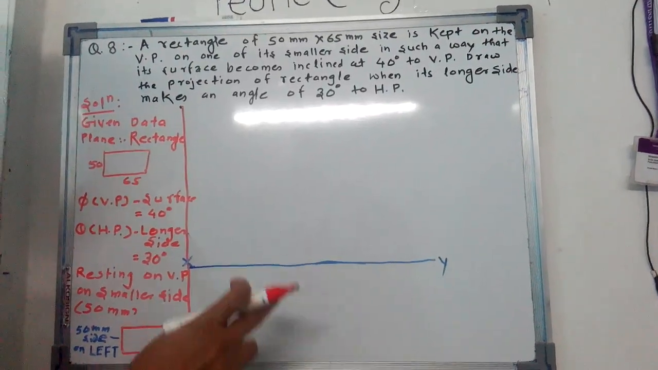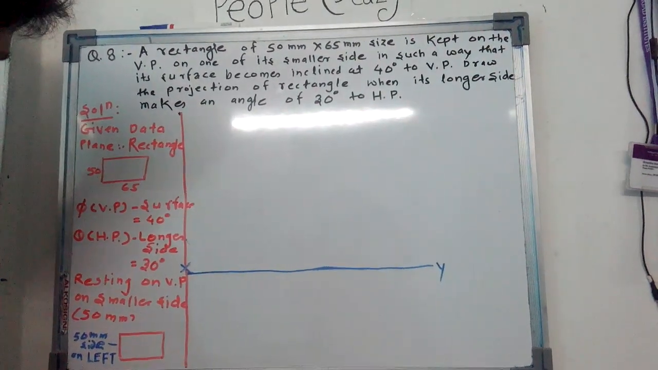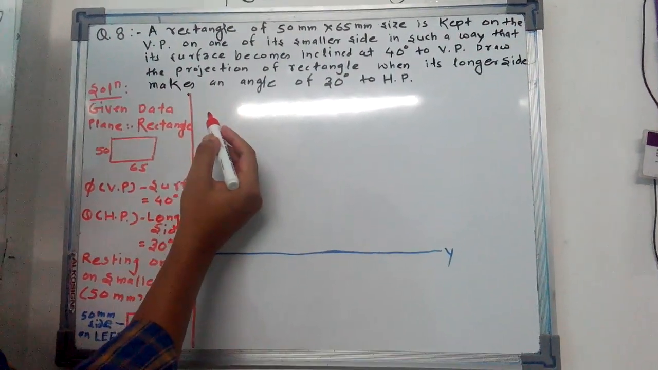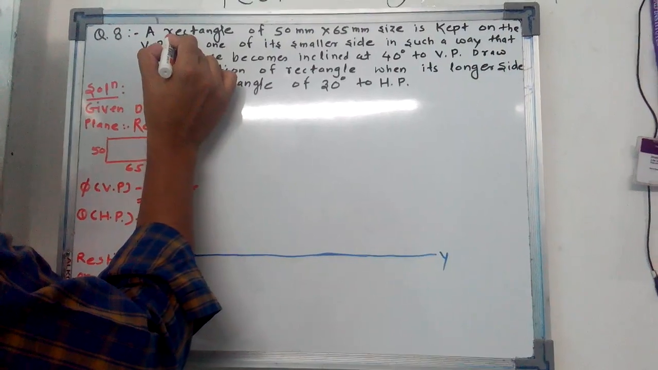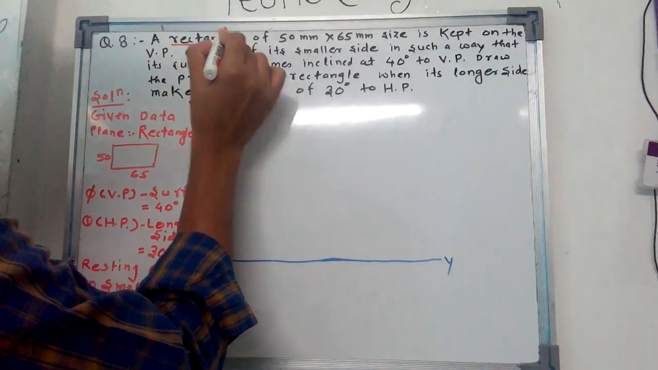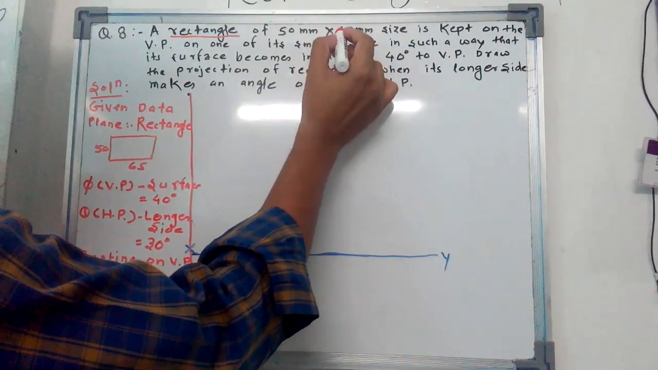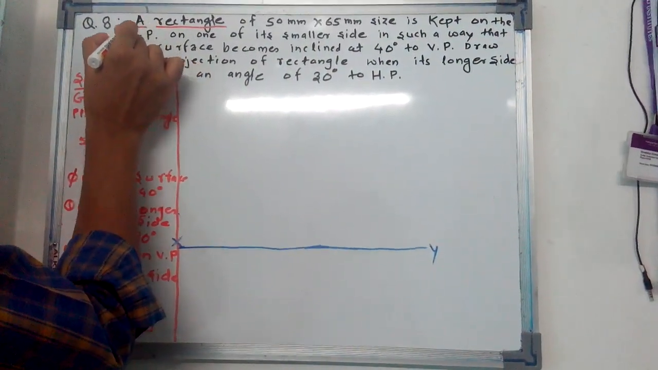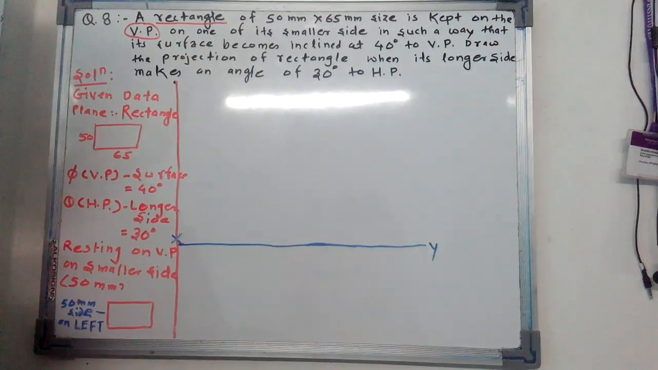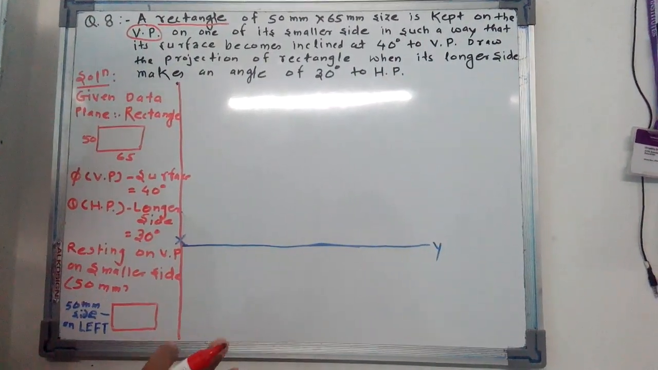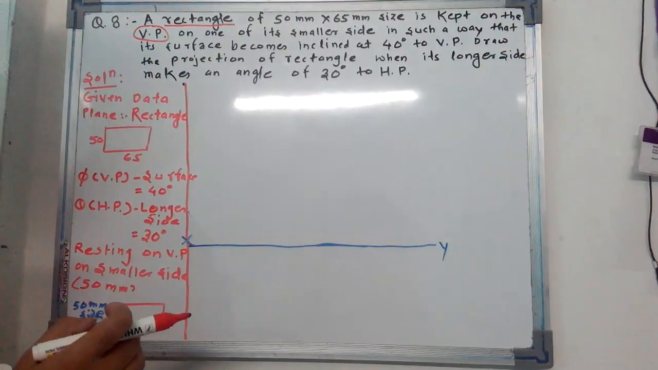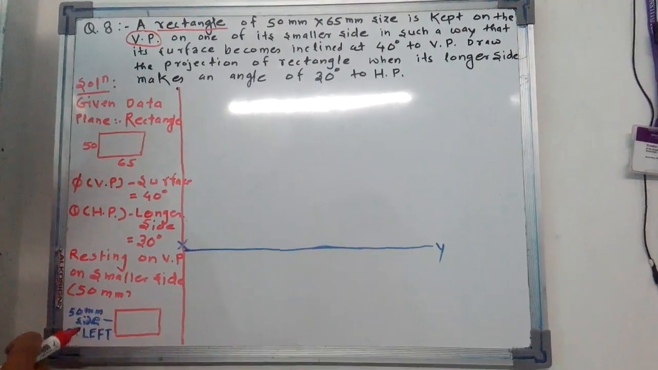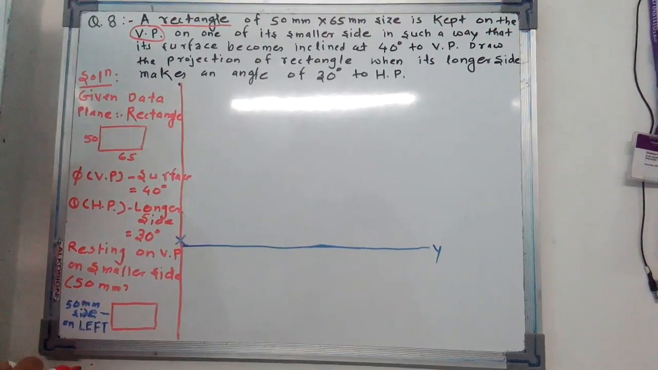So now see the next problem. Now another problem on projection of plane. Here in projection of plane, a rectangular plane is given of side 50 by 65 millimeter, kept on VP. So here this is kept on VP, not on HP. Obviously, if you keep it on VP on its surface, you will get the true shape in front view, and in top view it will be the line view.